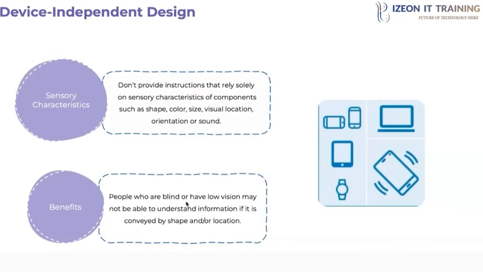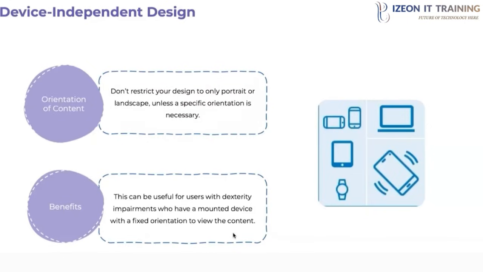So the benefit is that people who are blind or have low vision may not be able to understand information if it is conveyed by shape and/or location. Use multiple channels. Next, orientation of content. Don't restrict your design to only portrait or landscape unless a specific orientation is necessary.